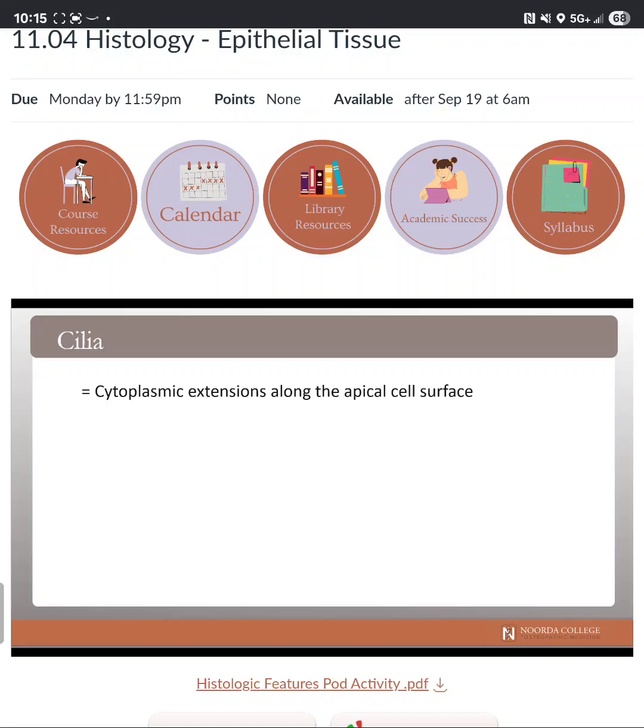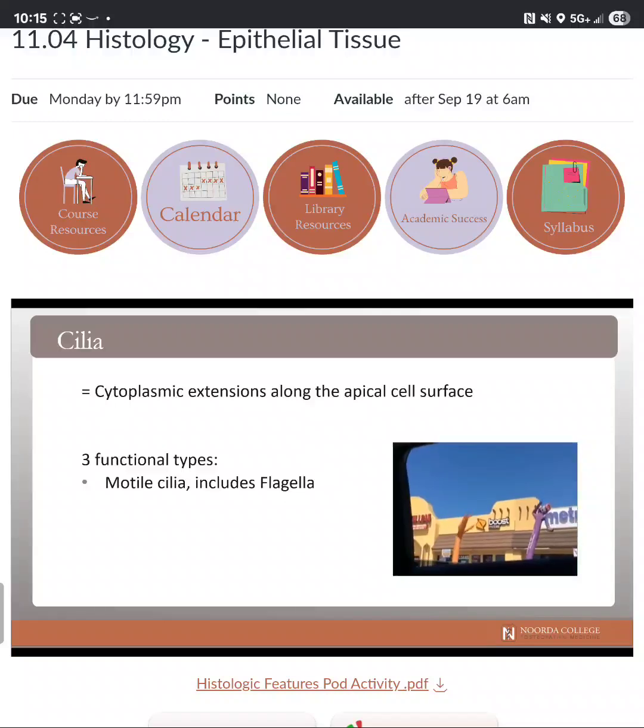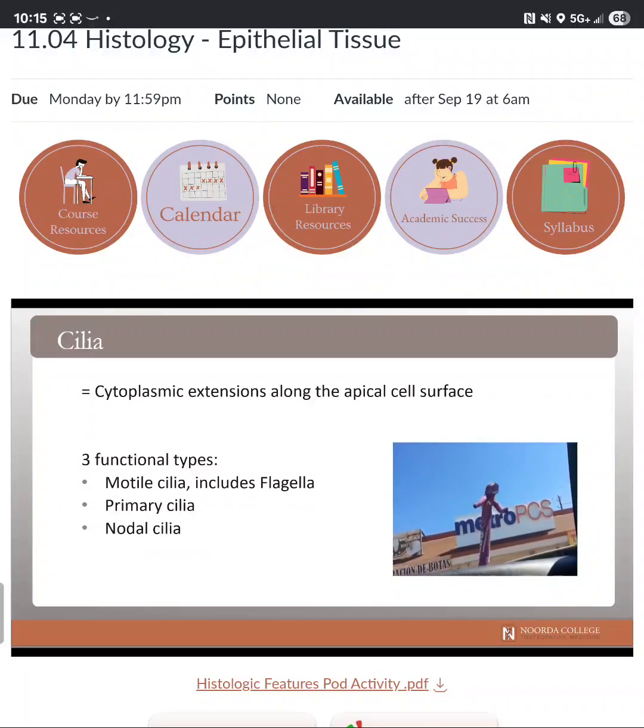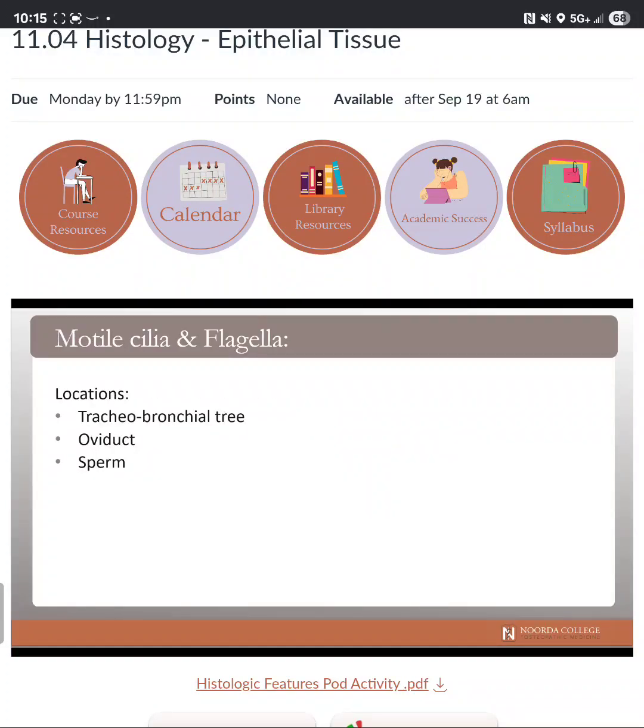So what are cilia? They're cytoplasmic extensions along the apical cell surface. There are three functional types: motile cilia, which also includes flagella, primary cilia, and nodal cilia. Where are motile cilia located? Motile cilia can be seen in the tracheobronchial tree and oviduct, like the fallopian tube. In the sperm, they have flagella.